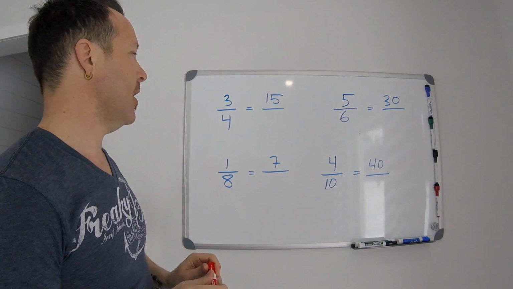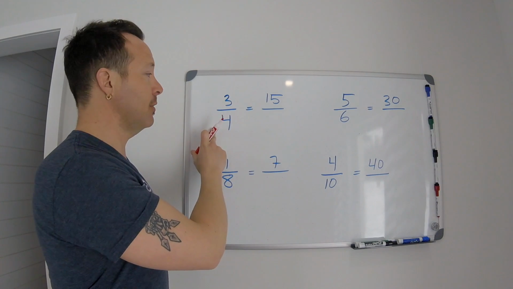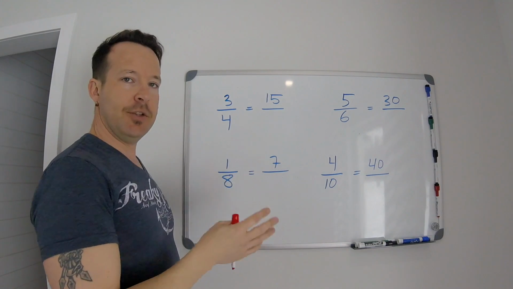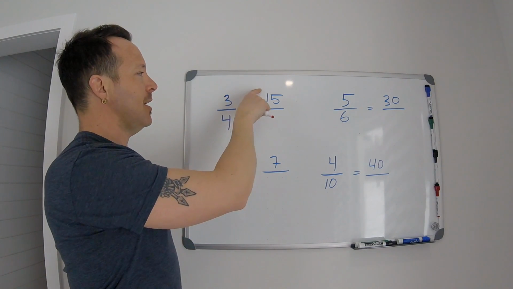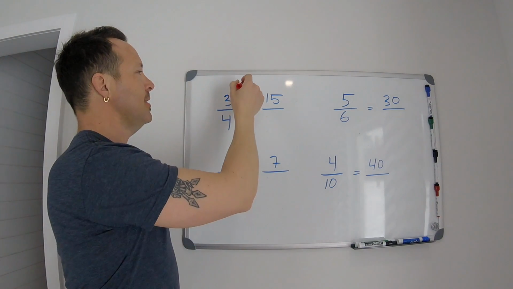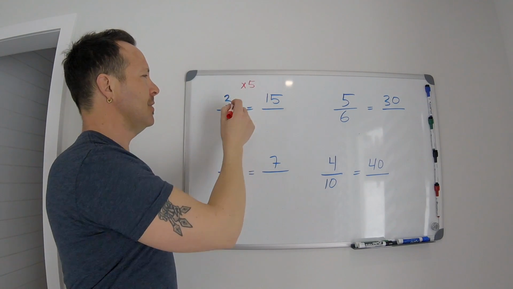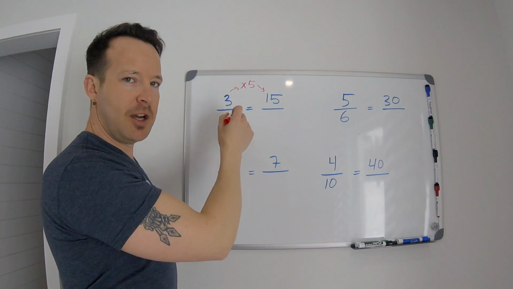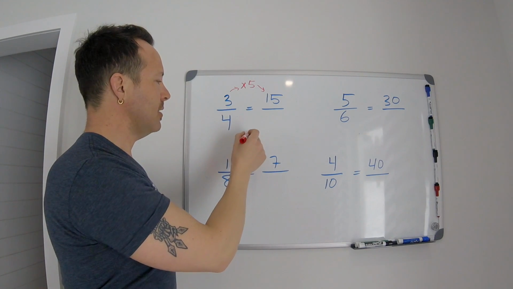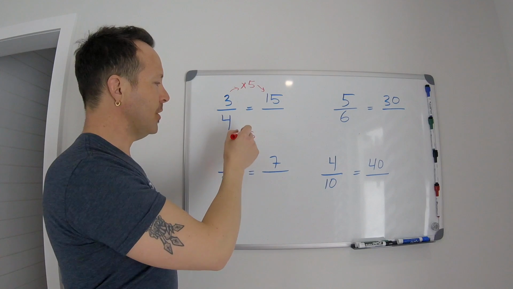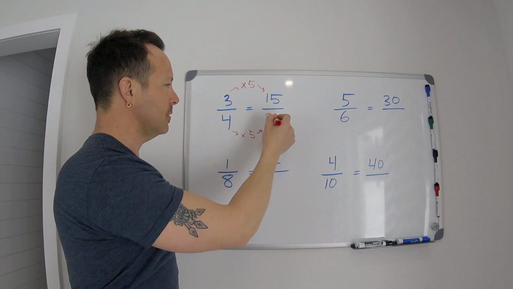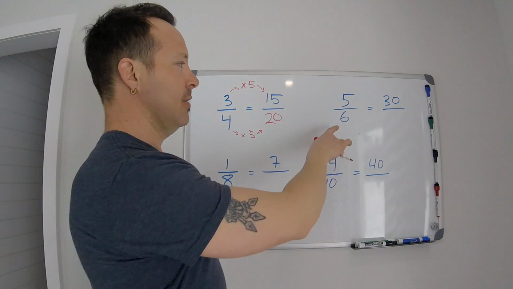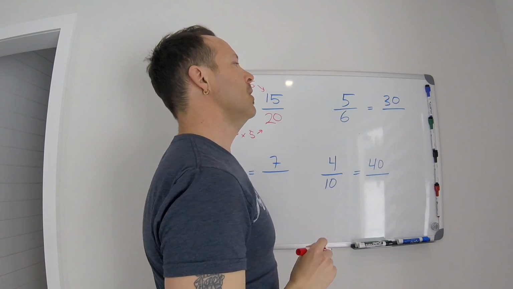So again, we're going to start with our first fraction, 3/4 is equal to 15 over what? Well, let's just do the simple way of multiplying: 3 times what equals 15? 3 times 5 is 15. And whatever I do to the top, I'm going to do to the bottom. So I multiplied the top by 5, I will multiply the bottom by 5. So 4 times 5 equals 20. 3/4 equals 15/20.